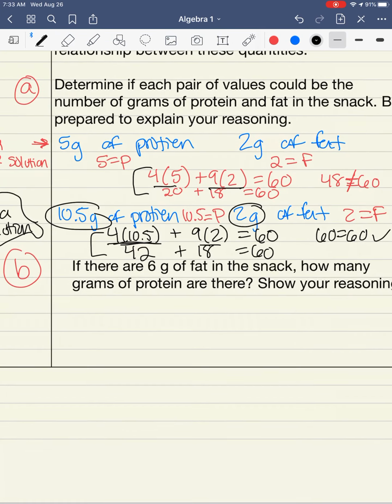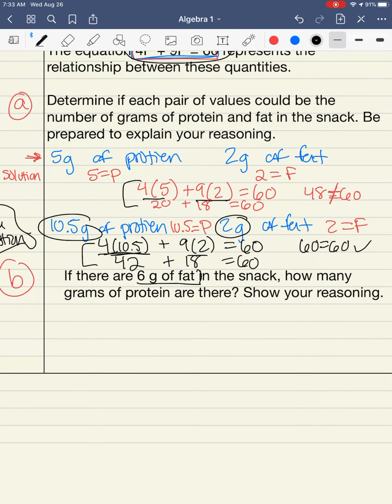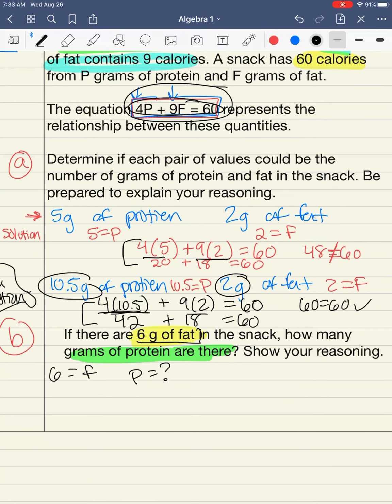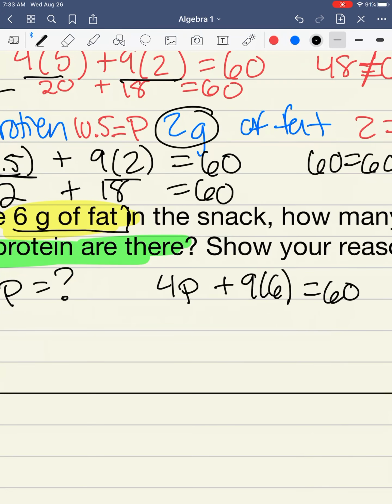So let's see what part B says. If there are 6 grams of fat in a snack, how many grams of protein are there? So we're going to solve for P. We've got 6 plugging in for F and figuring out what P is. Once again, still using this original equation. So 4 times P plus 9 times 6 equals 60. I need to do some multiplication. 4P plus 54 equals 60.